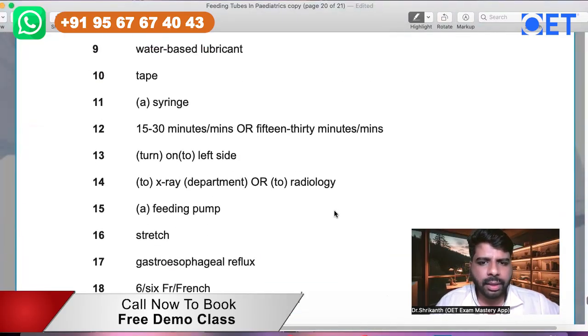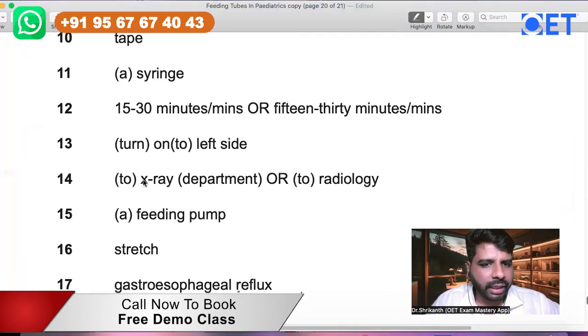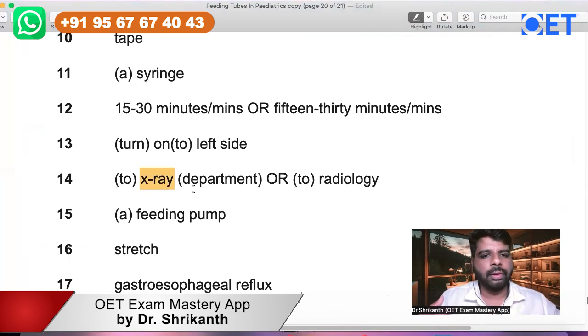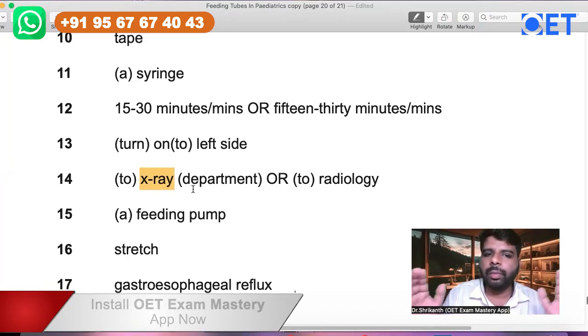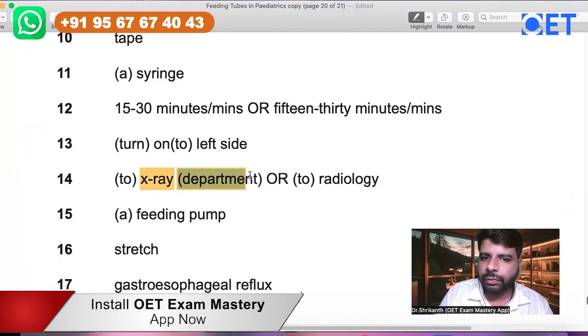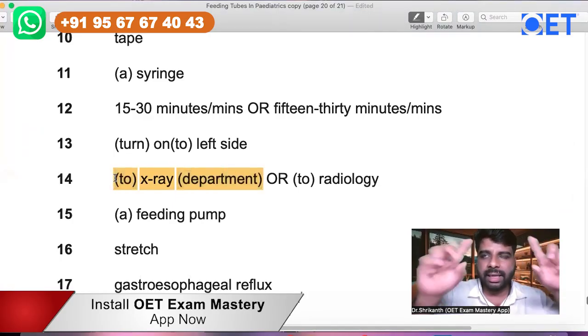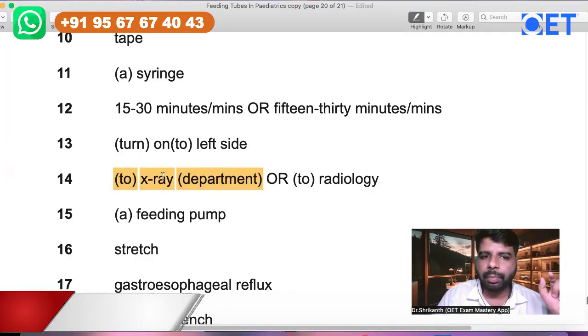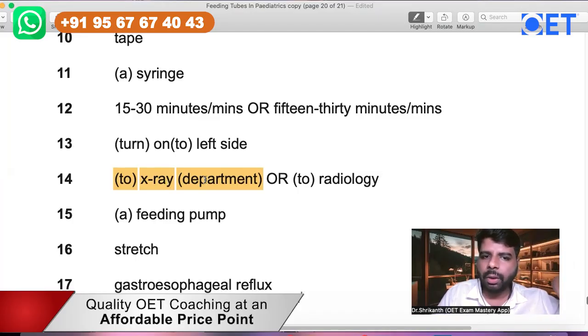Now see over here, we can write all these words. Dr. Ravi wrote X-ray. Very good, that is the correct answer. X-ray is basically a diagnostic test. The question is asking you where should you take the patient, so if you write X-ray department, because we are talking about location, the word department is optional. The words you see in brackets over here are optional. If you want, you write; if you don't want, you don't write. But the most important word is X-ray. So you have to write X-ray, or if you want, you can write X-ray department, or you can write radiology. That is completely accepted.